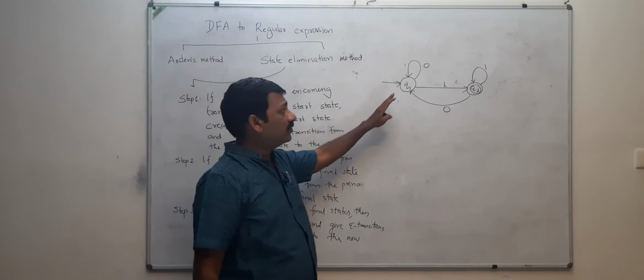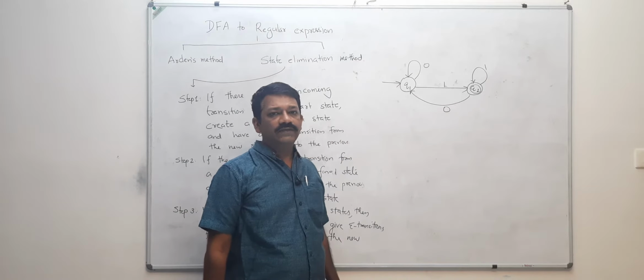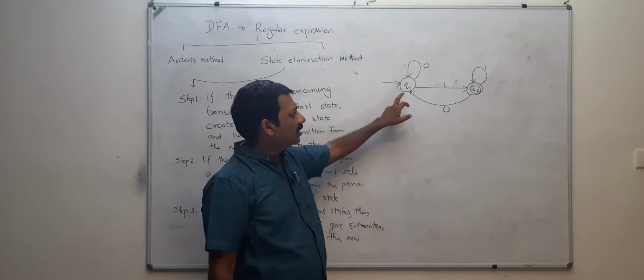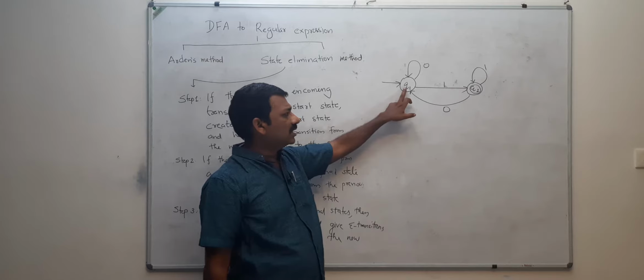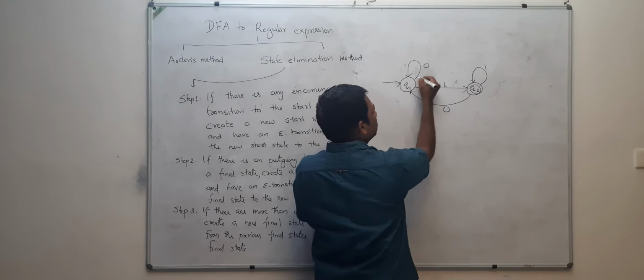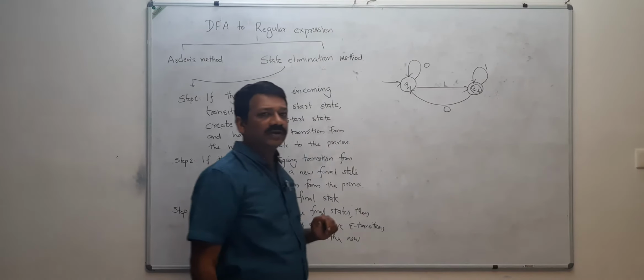Now I am going to convert this to its equivalent regular expression. See here, for this start state there are incoming transitions. That means here you have a self loop which is incoming, and from Q2 also there is an incoming transition.